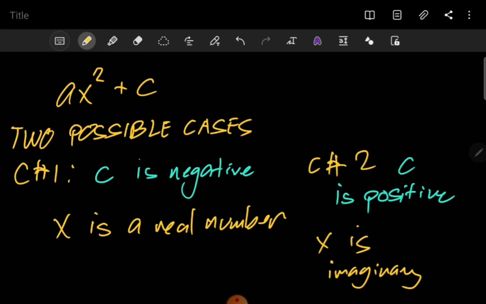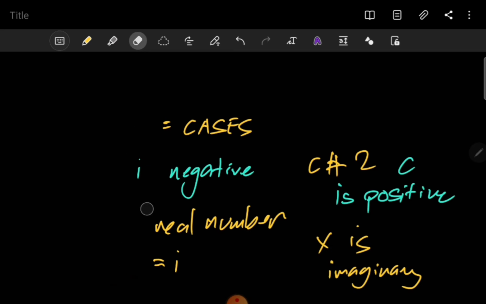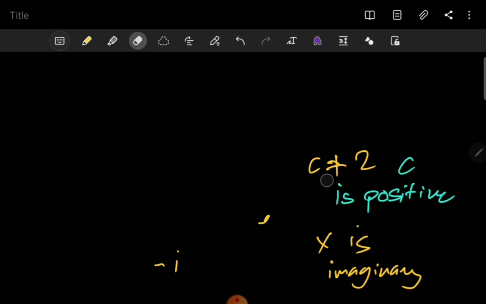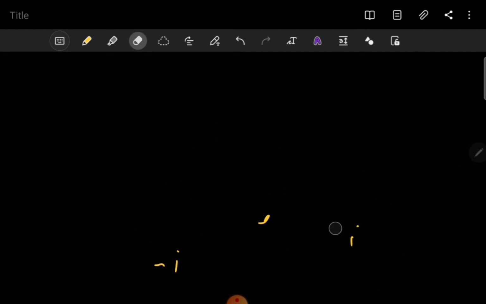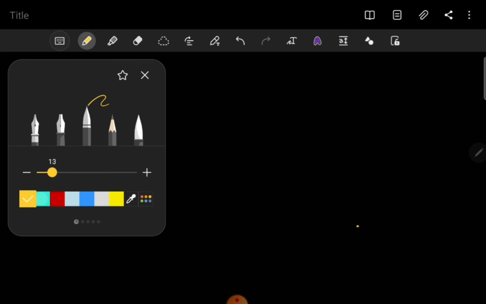So what do we mean by imaginary? That is if the answer has the square root of -1, or i. Okay, so to understand this more, let us have some examples. Let's start with the basic.